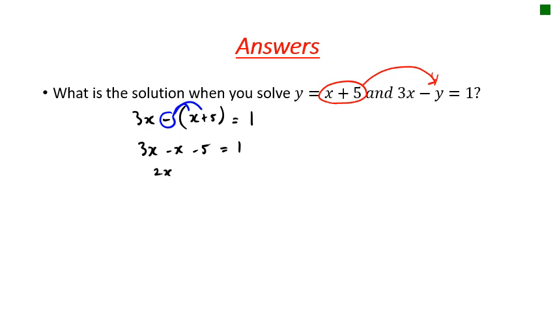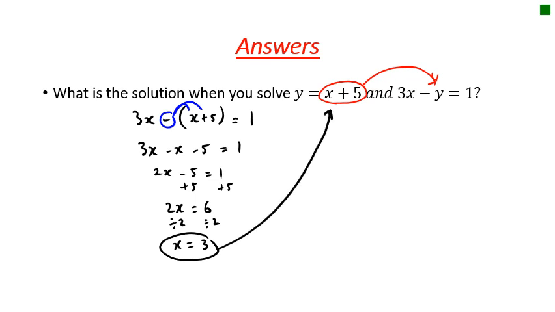Collecting the like terms, I end up with 2x take 5 equals 1. If I add 5 to both sides, or if I move it across, I end up with 2x equaling 6. Divide by 2, divide by 2, x equals 3. Now I'm going to substitute that back into this equation here. And I end up with y equaling, we know x is 3, plus 5, so that gives me 8. So I end up with x equaling 3, y equaling 8.